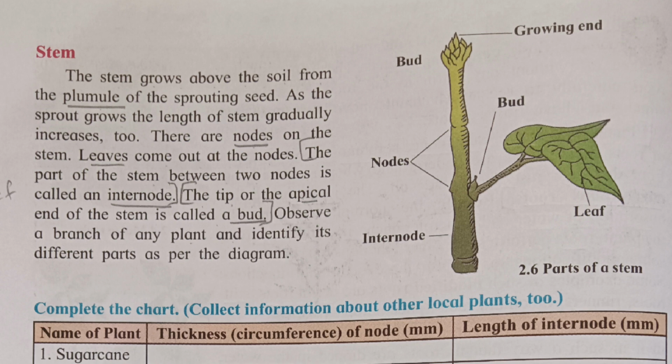The tip or apical end of the stem is called a bud. Mark this definition. Observe a branch of any plant and identify its different parts as per the diagram.